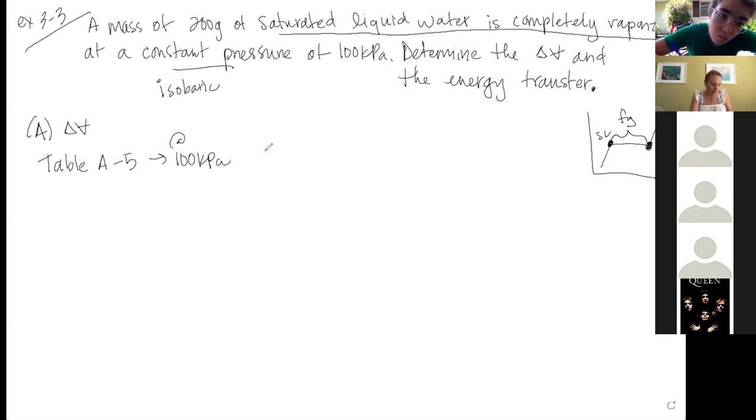my specific volume of my vapor is 1.6941 cubic meter per kilogram. And my specific volume of my liquid is 0.001043 cubic meter per kilogram.